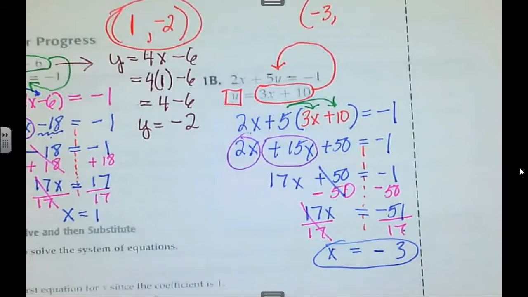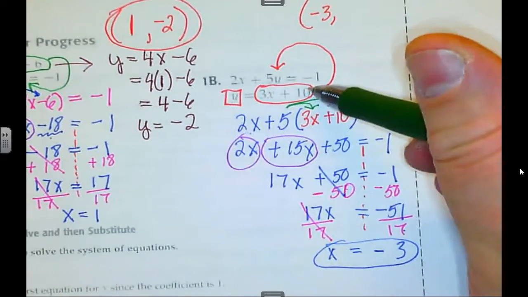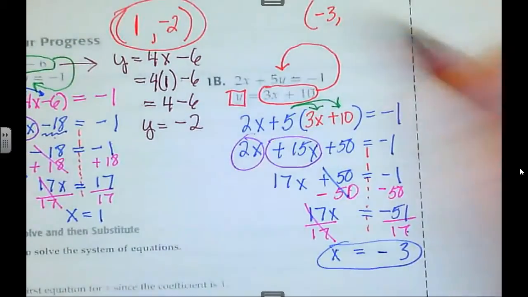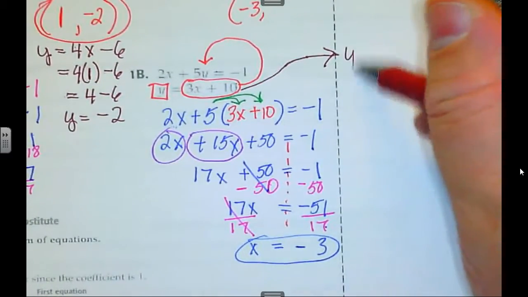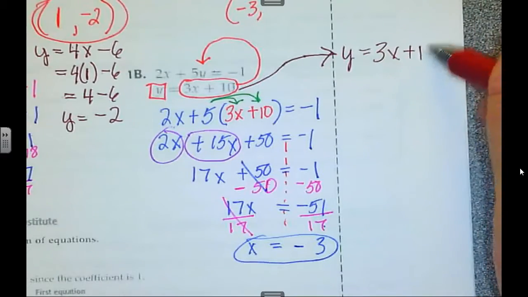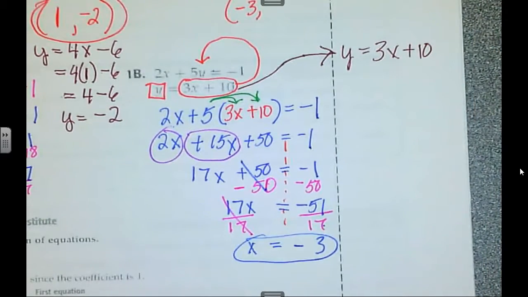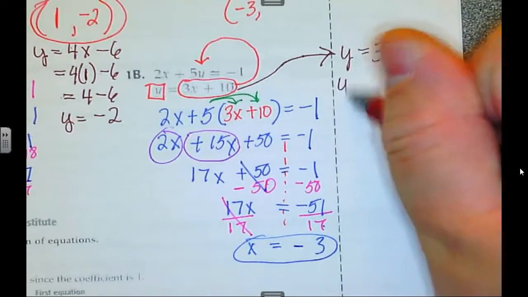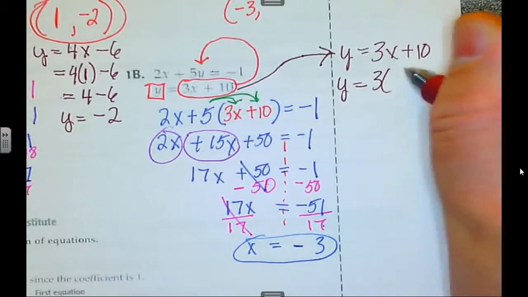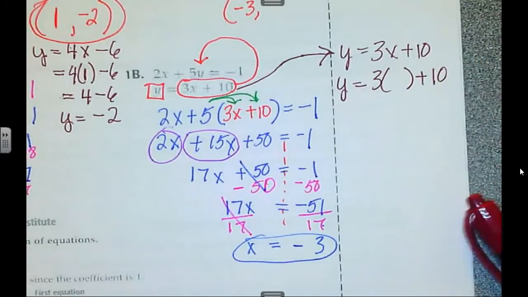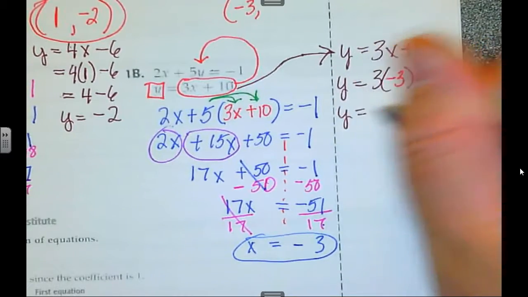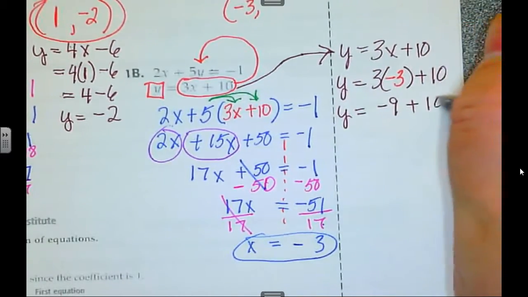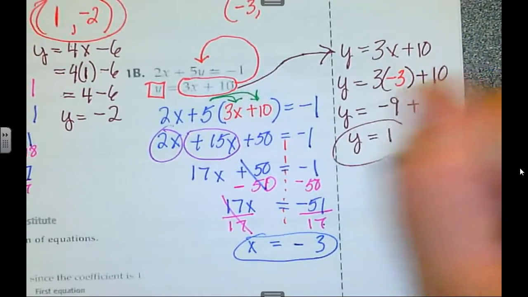I'm going to go back and find y. I'm going to use the second equation. Seems like it might be just a little bit easier. See, y equals 3x plus 10. I know x is negative 3. So y is going to equal negative 9 plus 10. So y is going to equal 1.